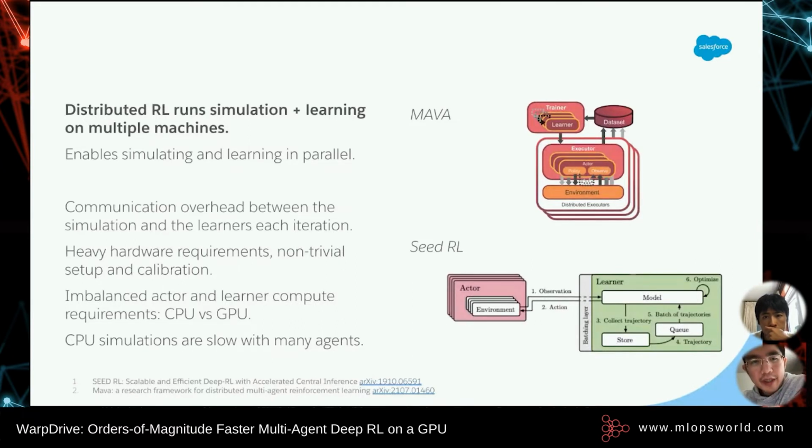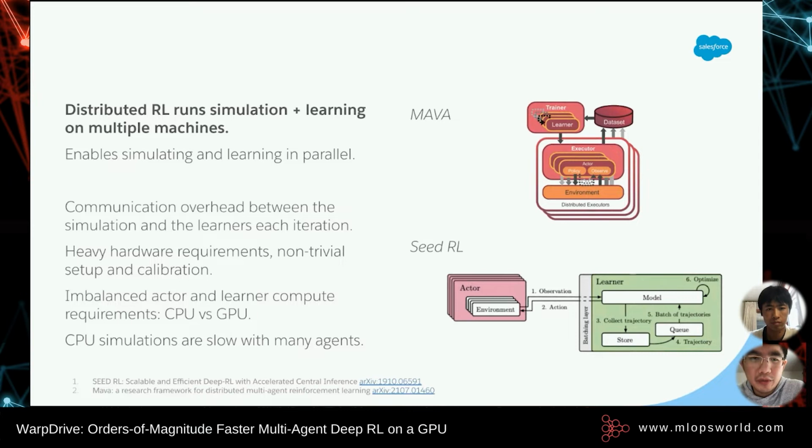So in recent times, a very popular approach to do this is distributed reinforcement learning, where you run the simulation step and the learning step across multiple machines. This could be because the simulation itself is complex. It could also be that the neural networks you're using are very big. So if you use multiple machines, you can enable simulation and learning in parallel.